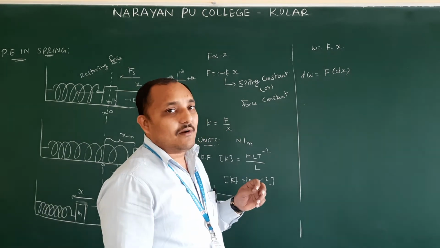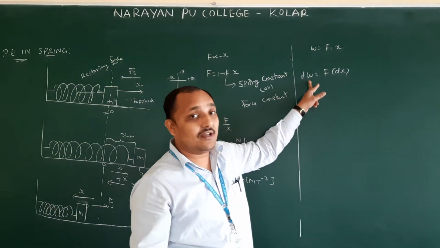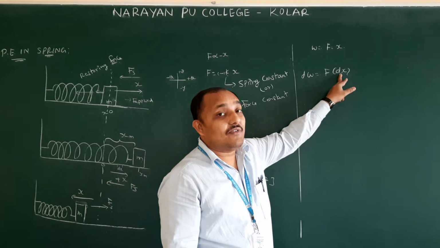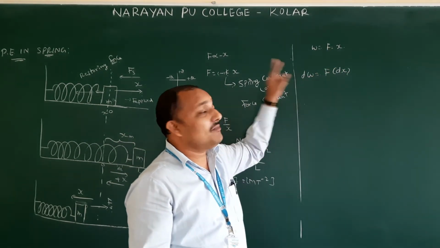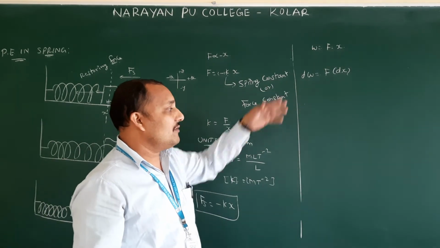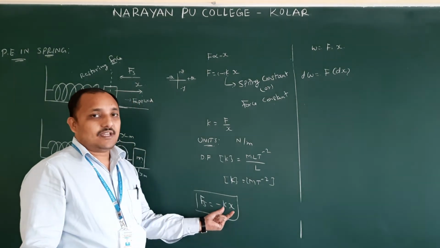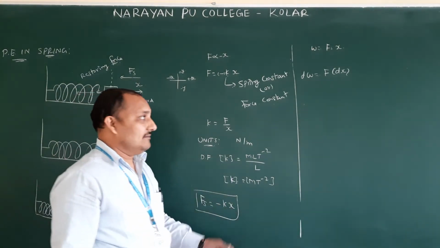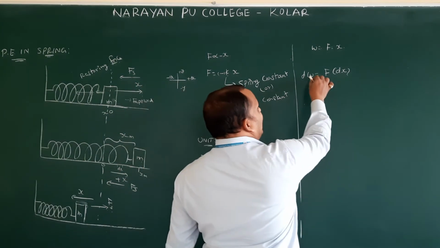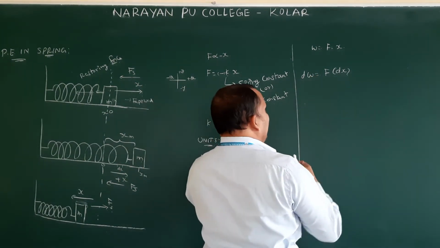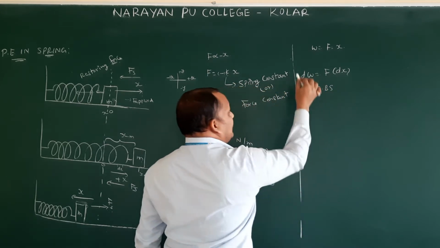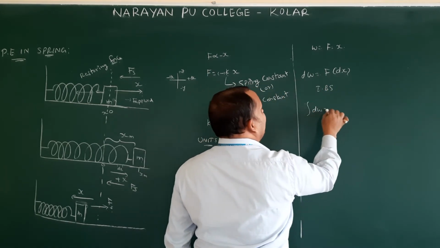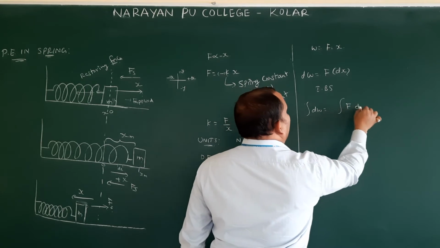Therefore we have to take dW. Why did we write dW here? Because for a small displacement or small elongation, the work done is dW. The force we won't change. Force is how much? kx only. So we want the work done, and whenever we want work done, we should do integration. Integration on both sides: integral dW is equal to integral F dx.